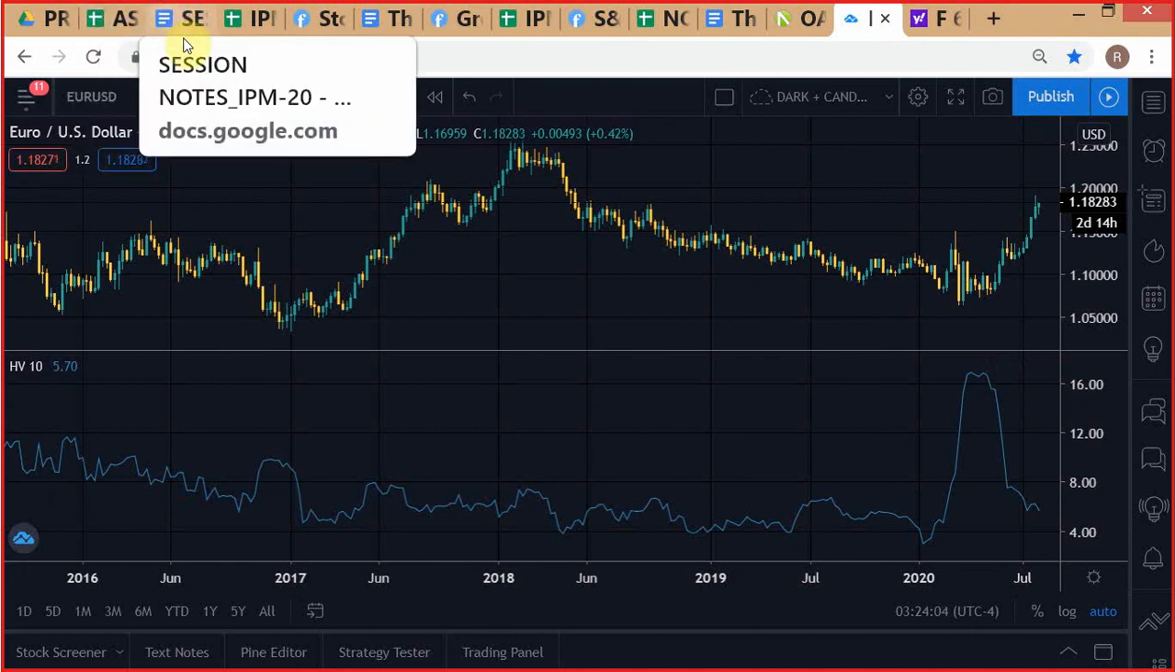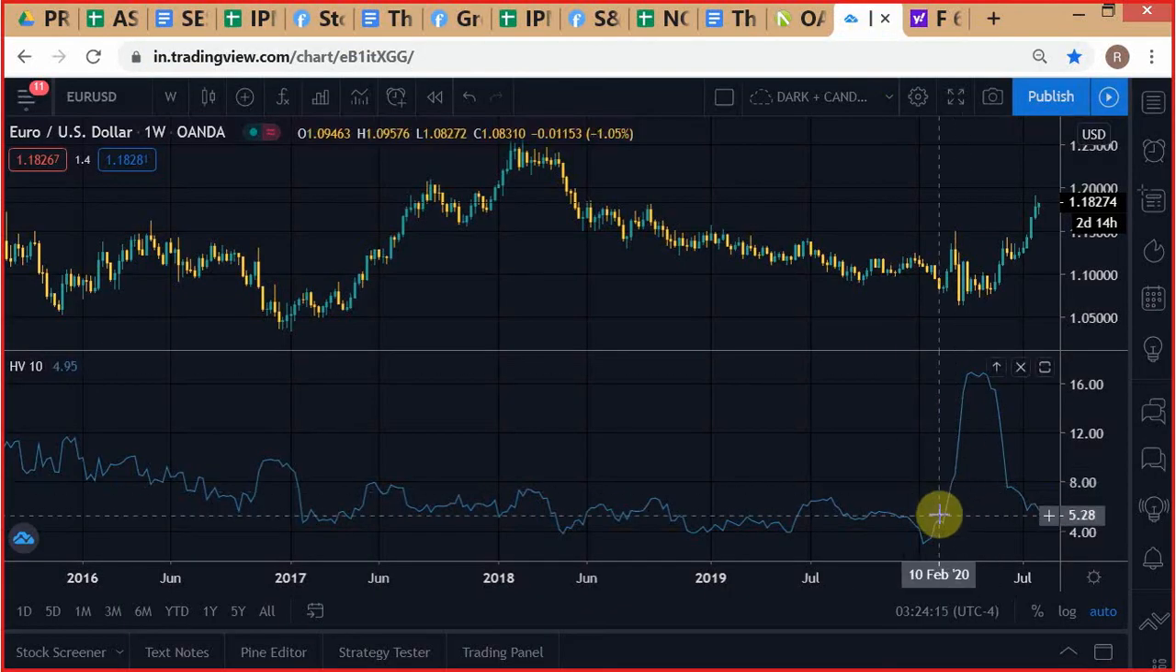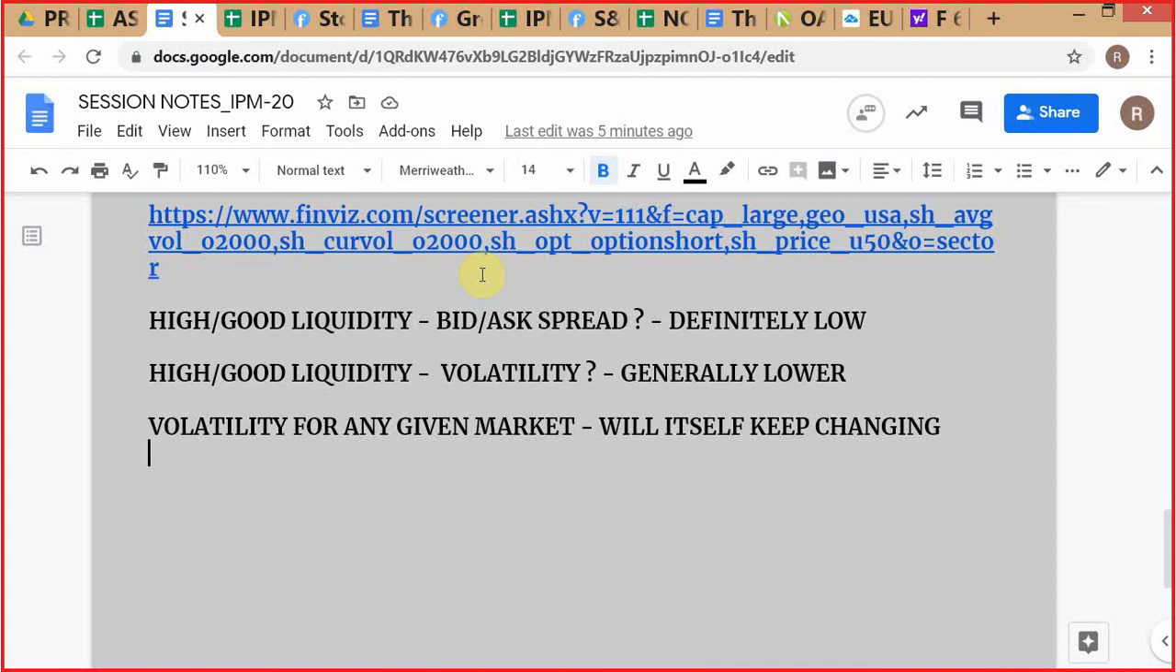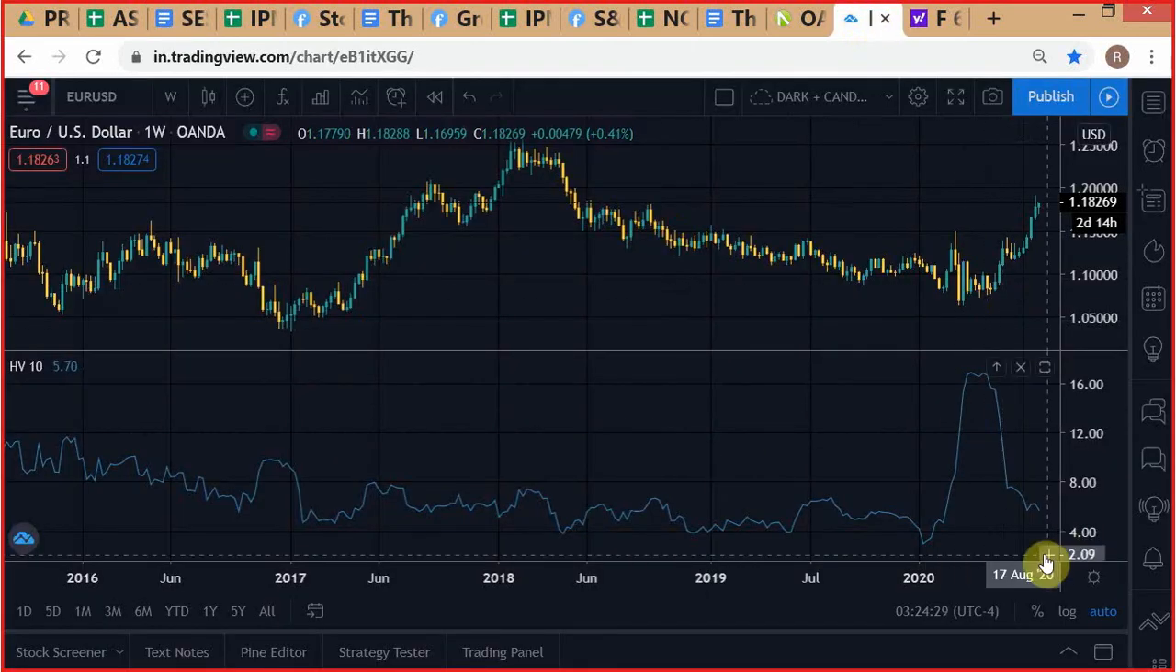But the difference is that you can still make money in markets which are very liquid and have low volatility, like currencies. All you're going to do is trade much larger volumes. Remember, this is because it's very liquid. Liquidity is to trade large volumes. So in liquid markets, you can trade very large volumes, and you can still make money by trading larger volumes even though the volatility is lower. Is this clear? Yes, sir.